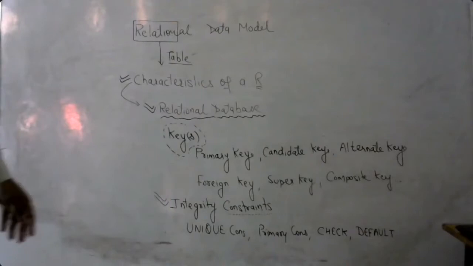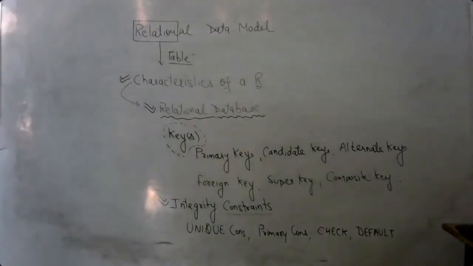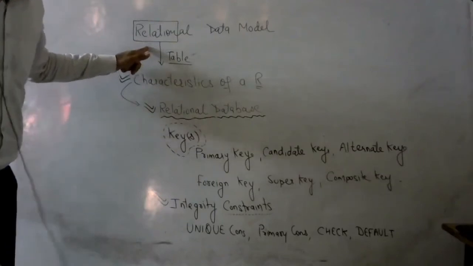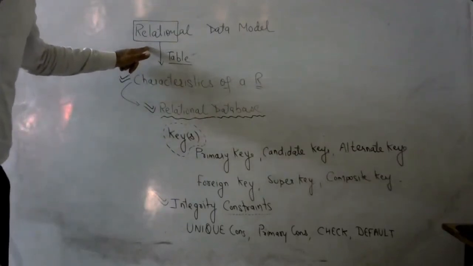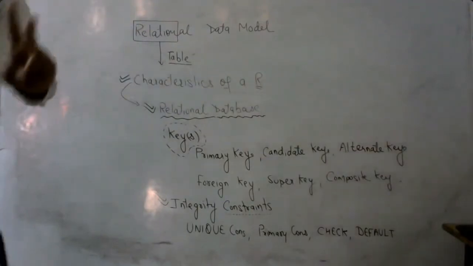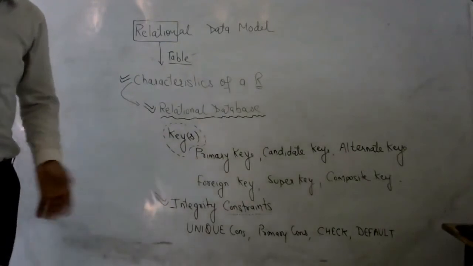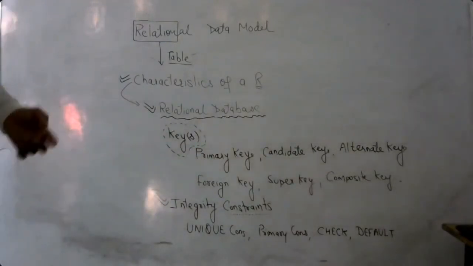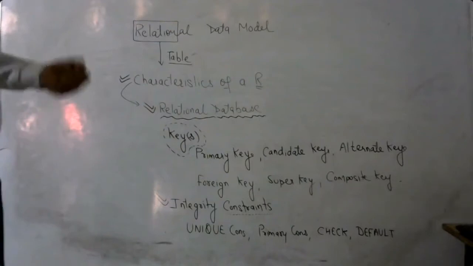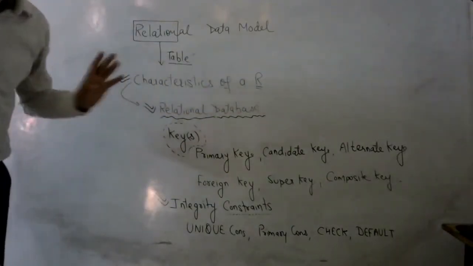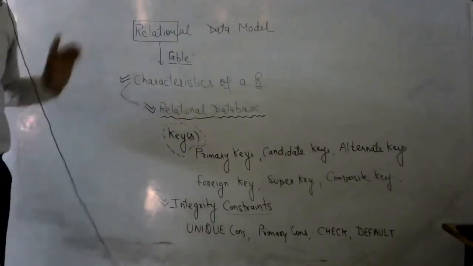Let me tell you once more, the topics which we will cover in today's session are as follows. First of all, yesterday we talked about a relation. A relation is an organization of rows and columns. One more definition today I am giving you: a relation is a collection of tuples, because when there are tuples, there will be attributes also. So we are going to cover the different characteristics of a relation as the very first topic.